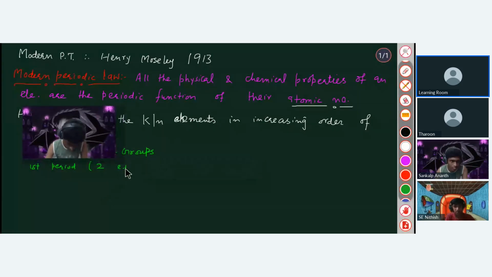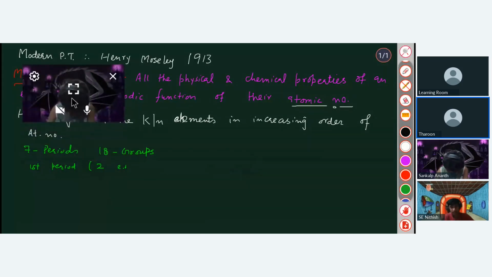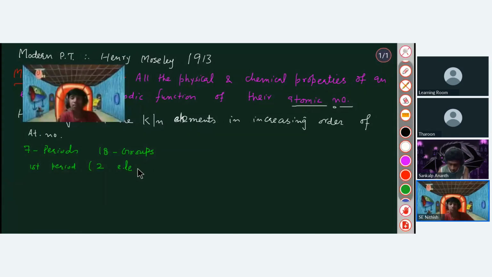So there are 2 elements in the first period. Can you name them? Hydrogen and helium. Yes, there are only 2 elements. It starts from hydrogen and ends at helium. Exactly.